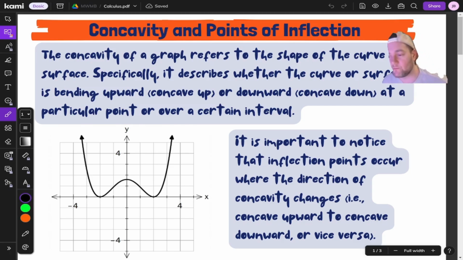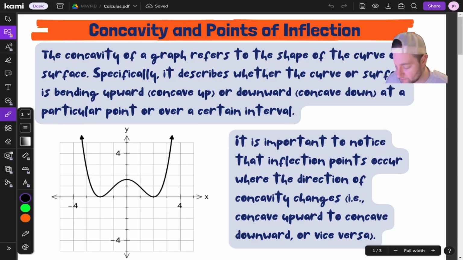All right. So first thing, we talked last video about critical points, which allow us to get maxes and mins, intervals of increase and decrease, that kind of thing. Well, today we're going to talk about the second derivative. The second derivative allows us to know exactly where a graph opens up and opens down, which we refer to as concavity.